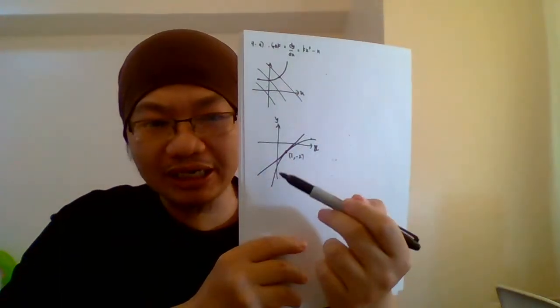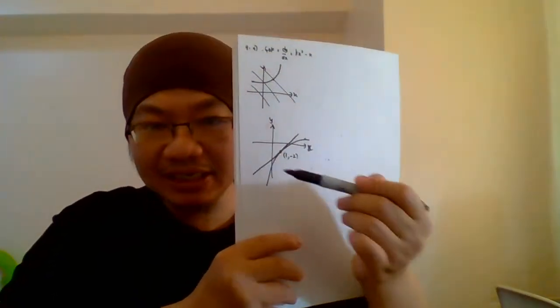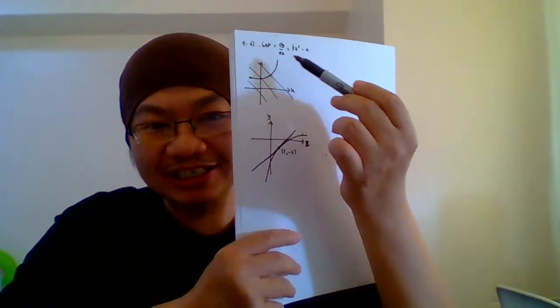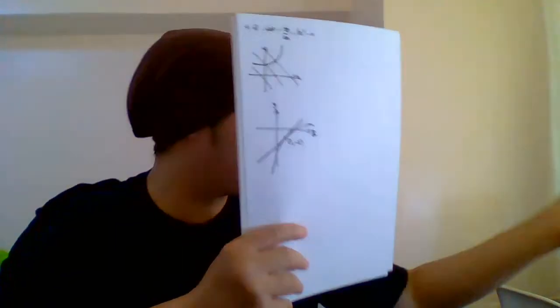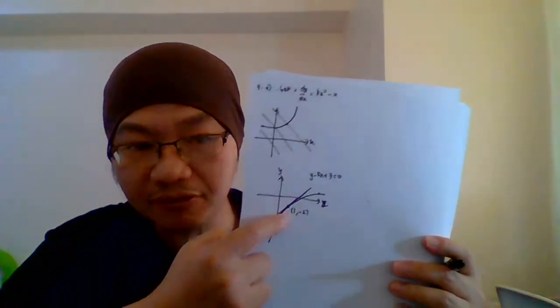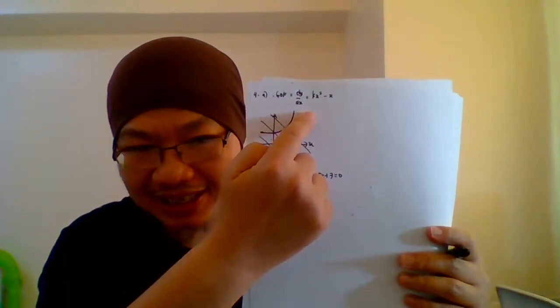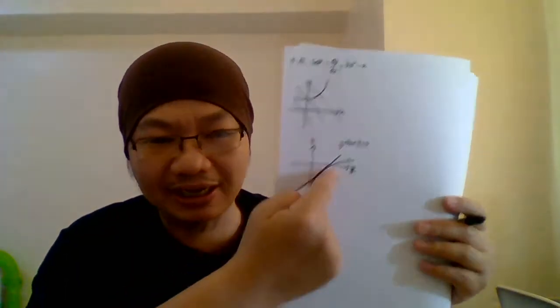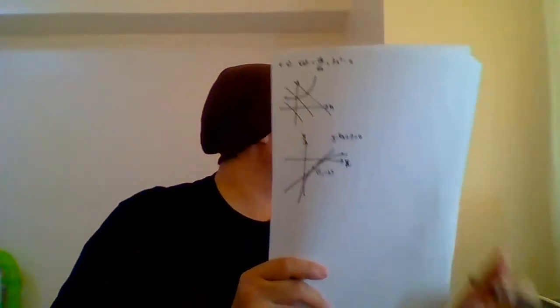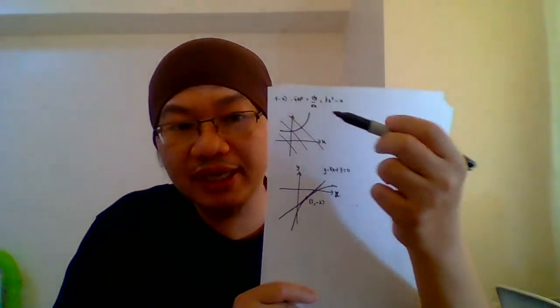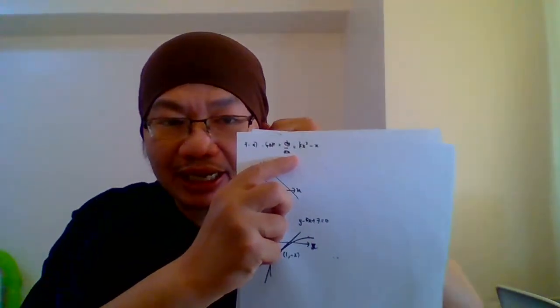Okay. The curve equation is not given, but the GOF of the curve is given here. The straight line equation is given, which is y minus 5x plus 7 equal to 0. So, no problem. We can find the curve equation later. So, now, the question is asking, find the value of k. How to find k?